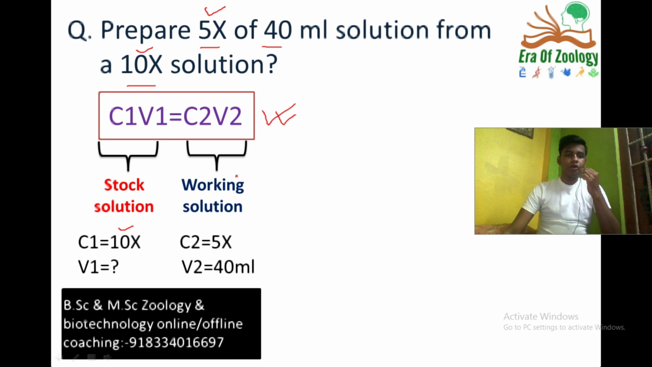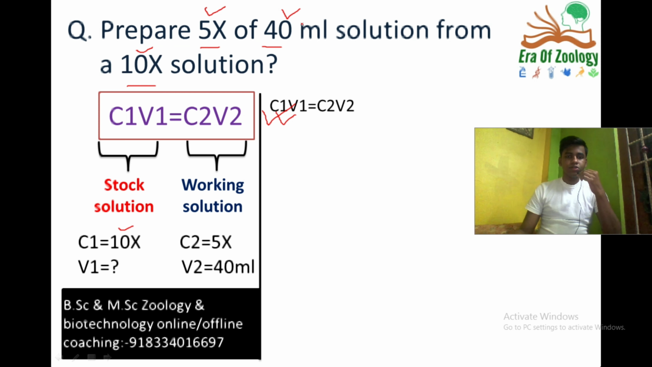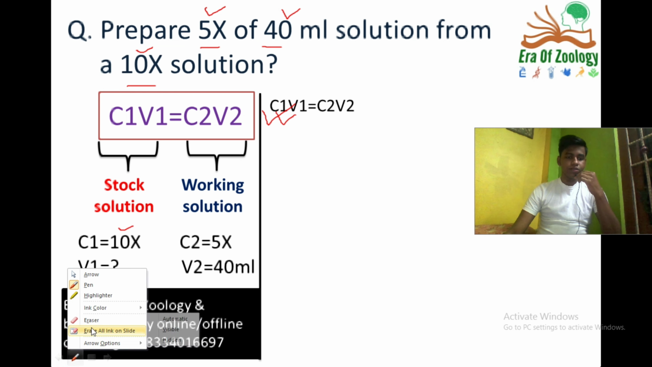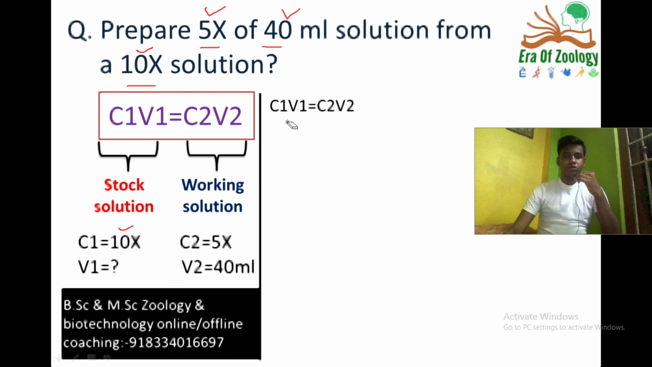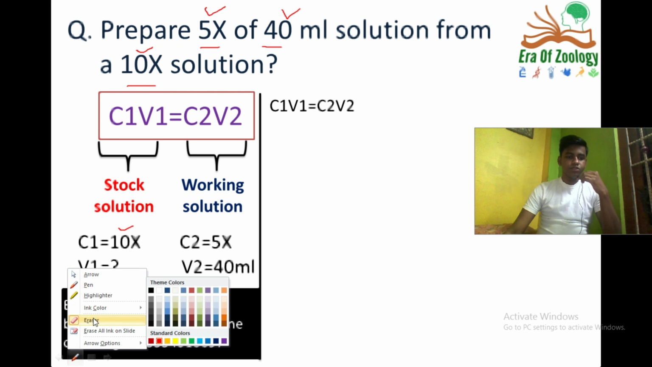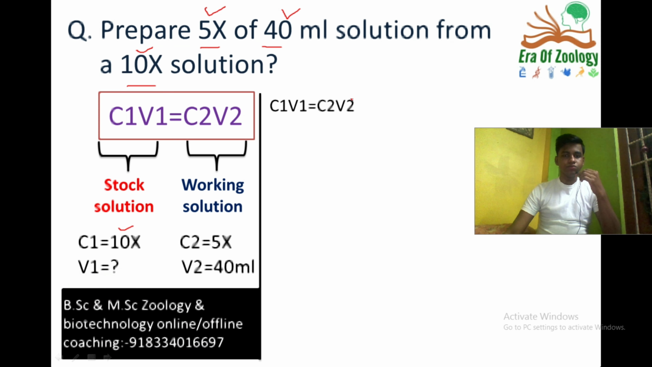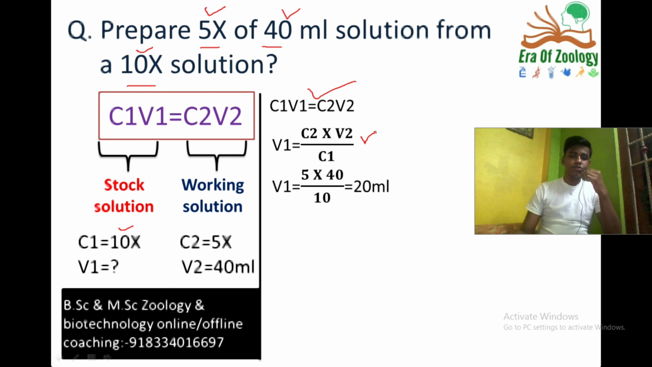and V2 is the volume of our working solution, that is 40 ml. Okay friend, now we will use the formula C1 V1 equals C2 V2 to find out V1. So we can write V1 equals C2 V2 by C1, and now we put in the values of C2, V2 and C1, and after the calculation we will get 20 ml, that is the value of V1.